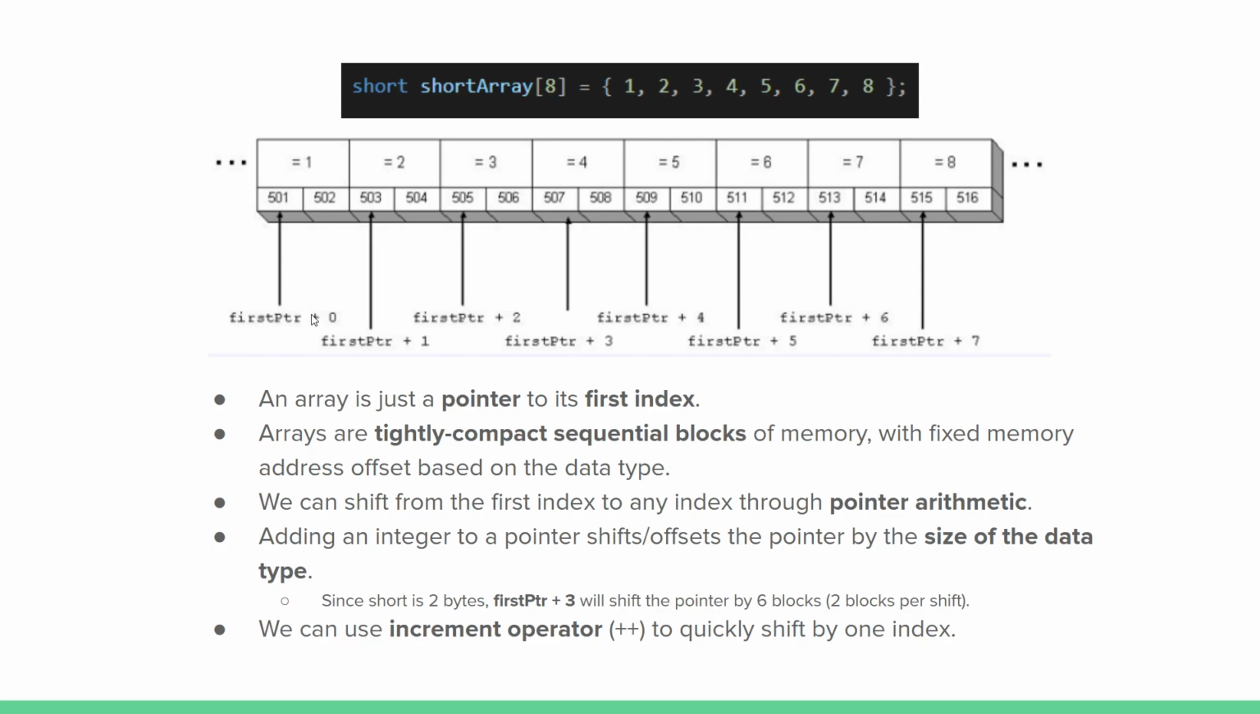So the first pointer is literally the address of the array. So we can use the increment operator to quickly shift by one index. When you do the for loop, that's why you use I++. Okay, questions?